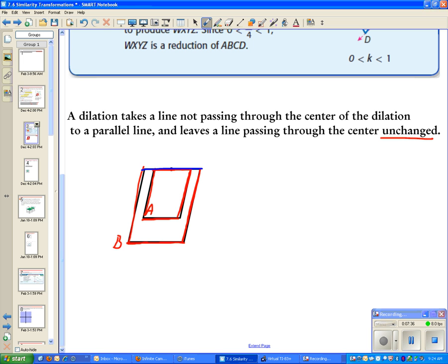Now, the one side's on top of the other side, so I get it. When they say line, they're right, it is unchanged. But the line segment is changed. It's going to get longer if the dilation is an enlargement. It would get smaller if the dilation was a reduction. Make sense?